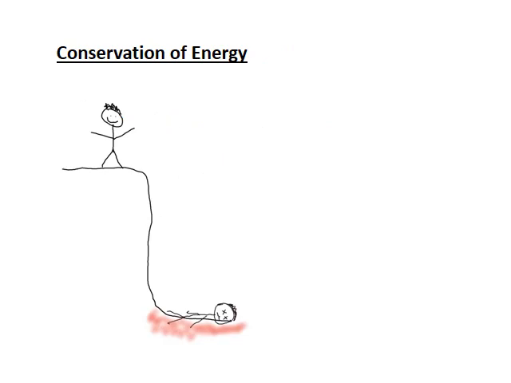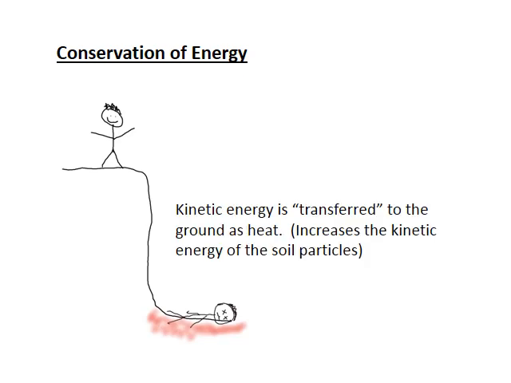One thing that we need to understand is that all the energy in a system is conserved. We can't gain or lose energy in a system. It's just transferred from one location to another. So in this case, my falling stick man has transferred his kinetic energy to the ground as heat.